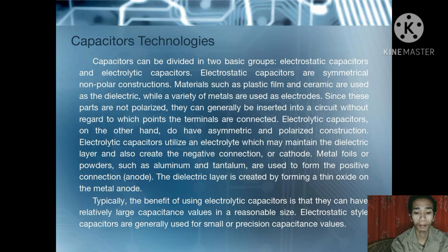Metal foils or powders such as aluminum and tantalum are used to form the positive connection, known as the anode. The dielectric layer is created by forming a thin oxide of the metal anode. Typically, the benefit of using electrolytic capacitors is that they can have relatively large capacitance values in a reasonable size. So that is the advantage of using electrolytic capacitors.